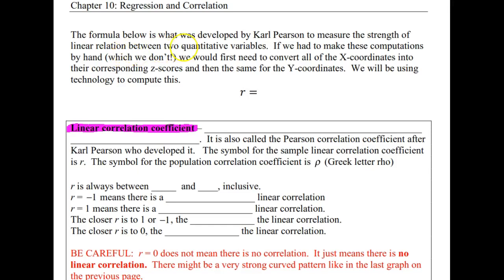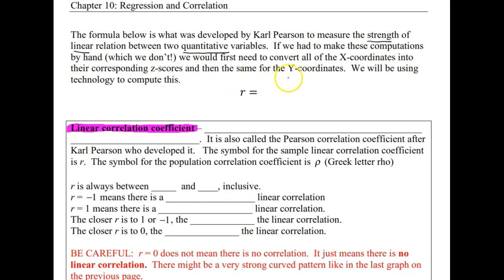So the formula below is what was developed by Karl Pearson to measure the strength of the linear relationship between two quantitative variables. Now, if we had to make these computations by hand, which remember we don't, statistics using technology, so we're going to use technology to get these numbers, we would first need to convert all of the x-coordinates into their corresponding z-scores, which we learned how to do in Chapter 1 by subtracting the mean and dividing that result by the standard deviation.